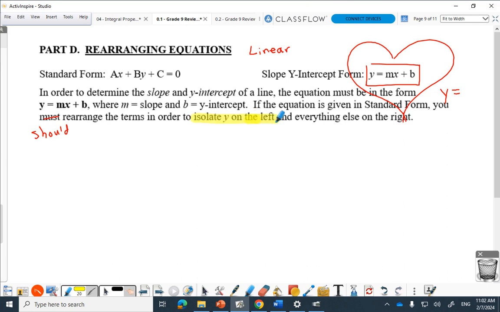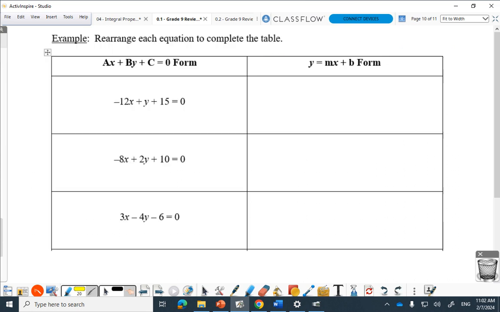If you've slept through all that, if your brain's not locked in, at least underline or highlight that phrase: isolate y on the left. That's the important detail we want out of all that. So here are a few examples of how we do that.